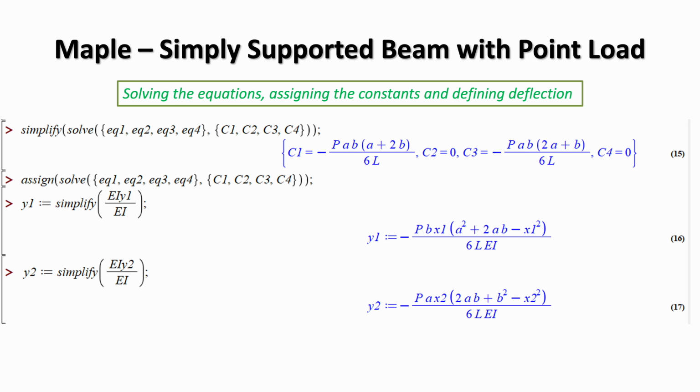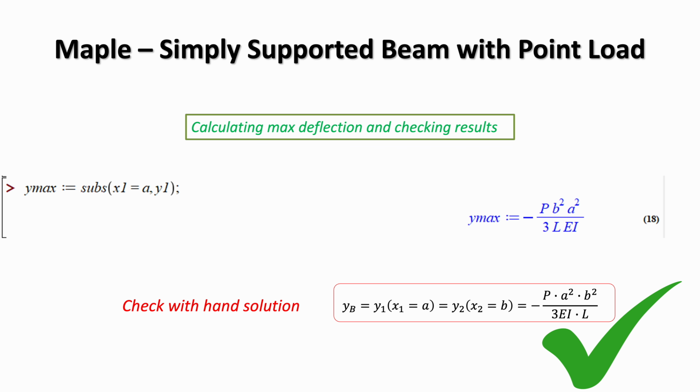And finally, we define the deflection expressions in each region, this time dividing by EI to obtain the physical deflection. These simplified expressions labelled y1 and y2 are the final equations of the elastic curve for regions 1 and 2 respectively. At this stage, we have complete analytical expressions for deflection across the entire beam, ready to be evaluated at any point of interest. As a final step, we can evaluate the deflection at point B.